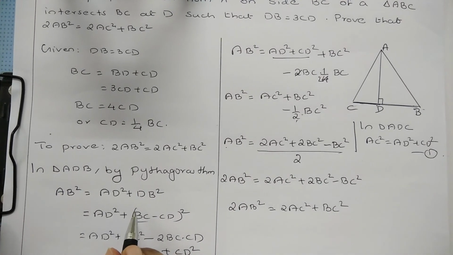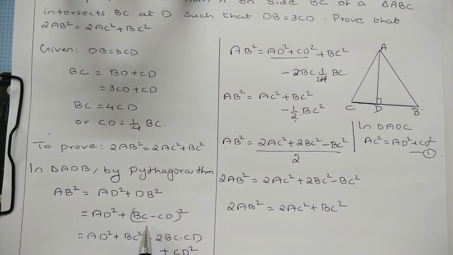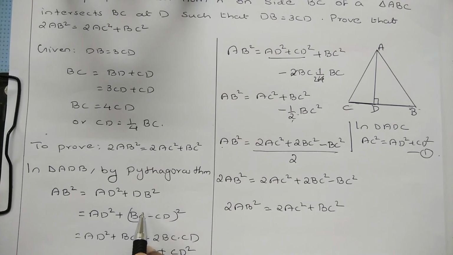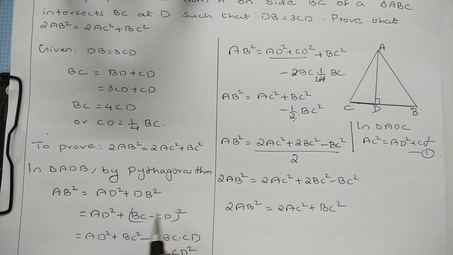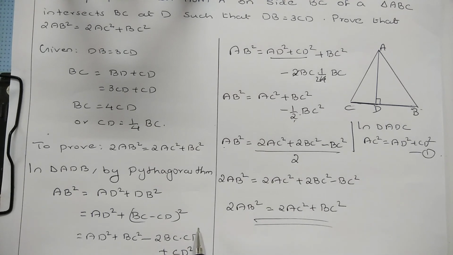See, we have to get it in terms of BC. That is the reason I have written BC minus CD instead of DB. You can substitute 3CD the whole square also; that is another method. Whichever method is easy for you, you can follow. I feel this is the easiest method, and that's the reason I am following it.